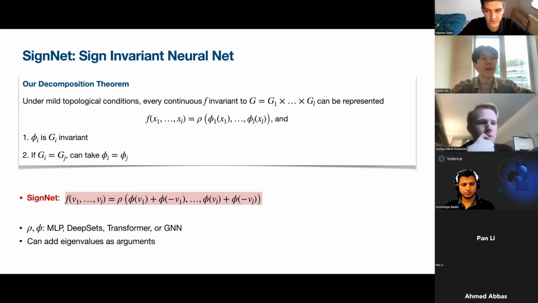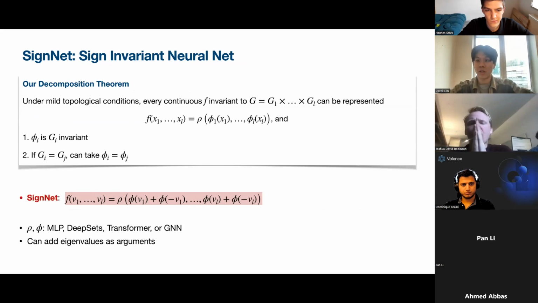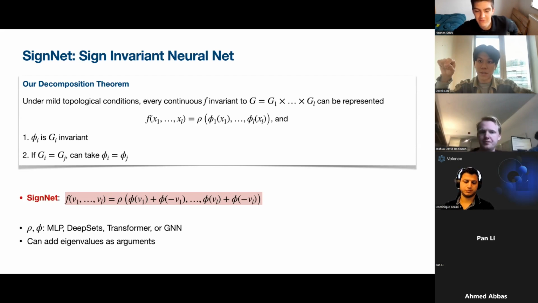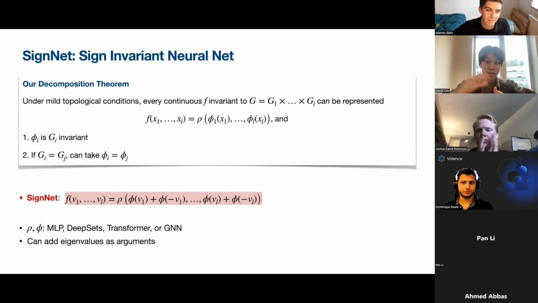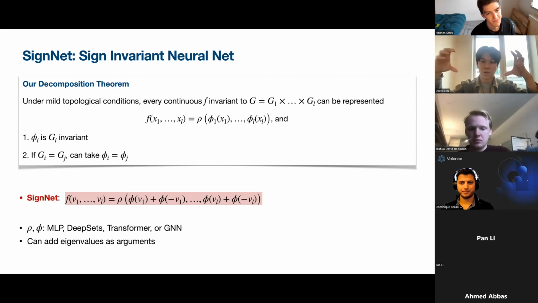in our next slide. I put the theorem on top again, but you can look at the bottom. This is what we call our sign net architecture, which is our sign invariant neural network. For eigenvectors V1 through VL, you independently process each eigenspace with phi of VI plus phi of negative VI, you see? This handles the sign invariance on one eigenspace, the 2 sign flips. And then you aggregate across all of these independently processed eigenspaces with rho, okay?